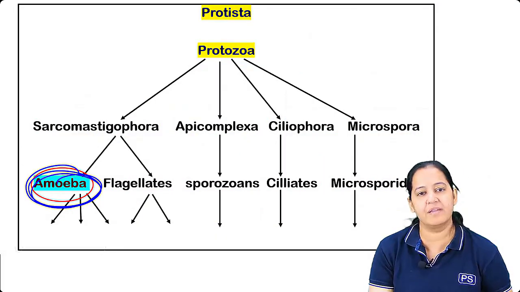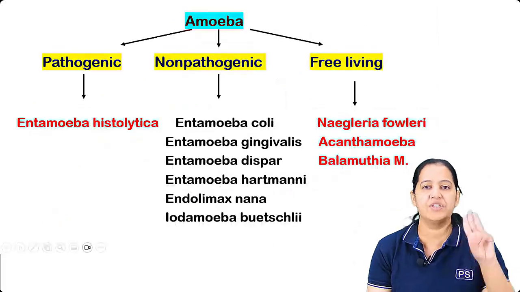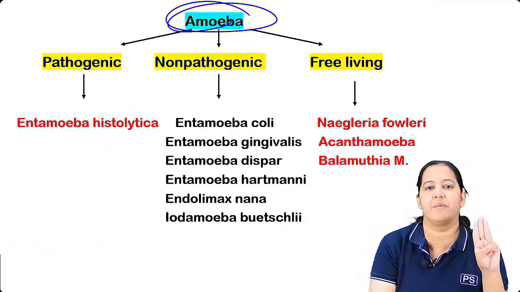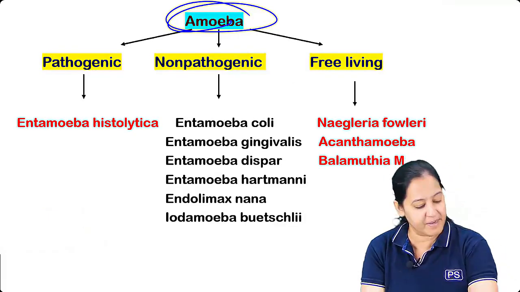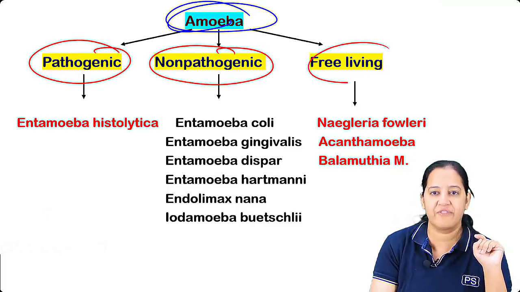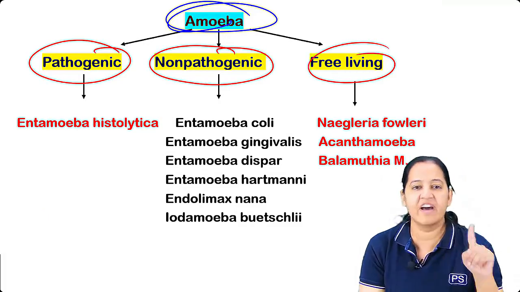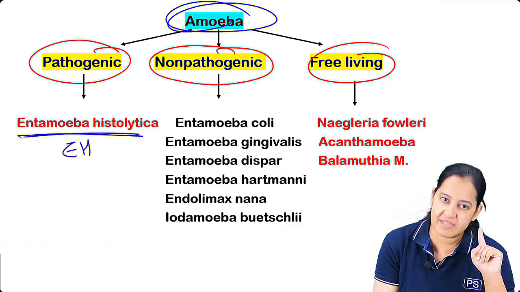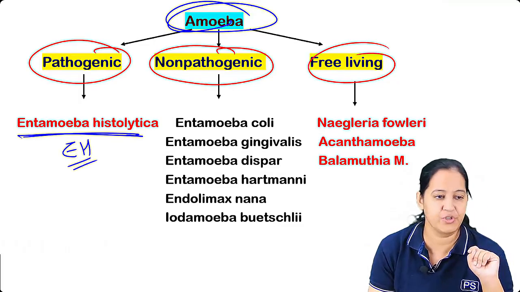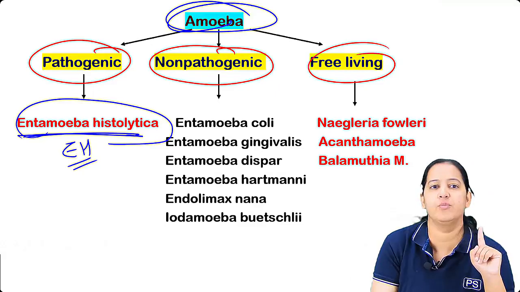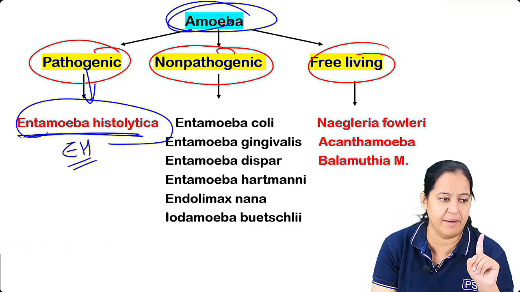How many types of amoebas are there? See the three arrows. There are three types of amoebas. What are the three types? Pathogenic, non-pathogenic, free living. Please understand the meaning. There is only one amoeba in this world which causes disease in humans. That is Entamoeba histolytica. I will start from this today in parasitology. So Entamoeba histolytica is the only pathogenic amoeba.